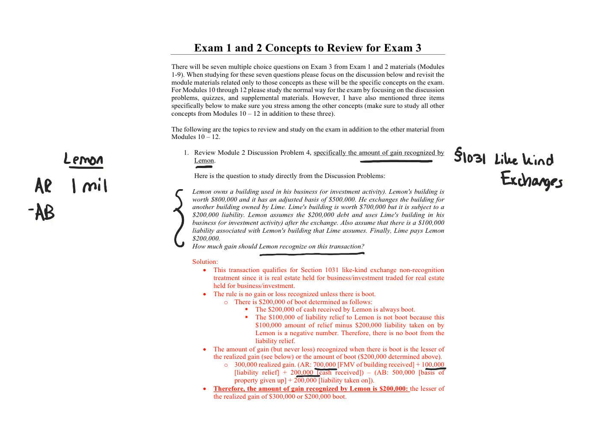So Lemon here is giving up two things. Lemon's giving up a building with a basis of $500,000, but also taking on a liability. And the liability taken on is a $200,000 liability on Lime's property. So we add those two together and we get $700,000. So the adjusted basis in this calculation is $700,000. That gives us a realized gain of $300,000.